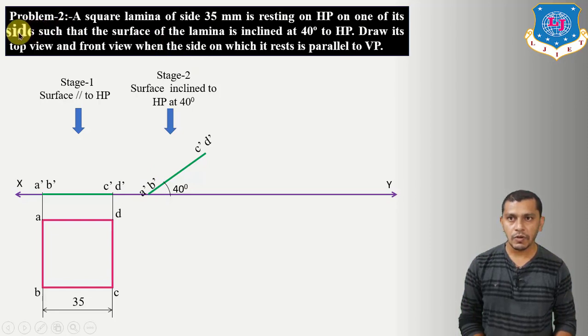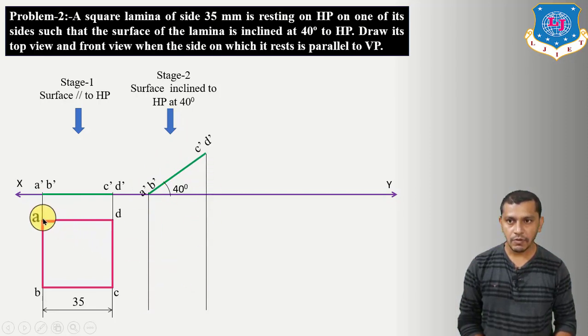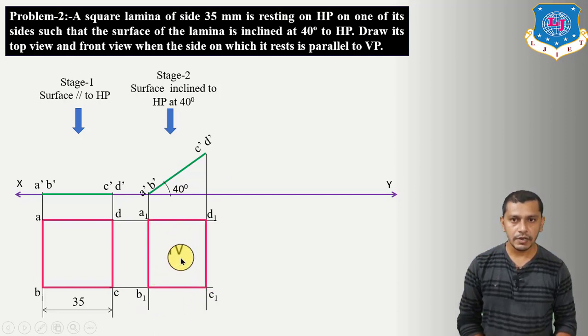Here we have to show one of the sides on the horizontal plane. Right now we have taken AB on the horizontal plane, so the elevation of that edge will remain on the XY reference line. Now if we want to draw the top view of the square plate, we have to project these points vertically downwards, and from A, B, C, D draw the projectors toward the right hand side. So here we will get A1, here B1, here C1, and here D1. Connect these 4 points, A1, B1, C1, D1 will be the top view of the square plate.